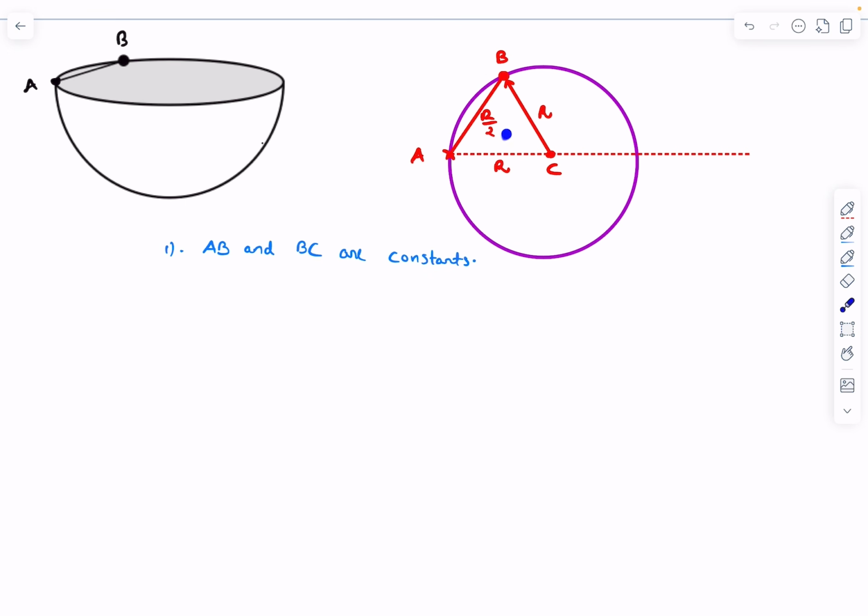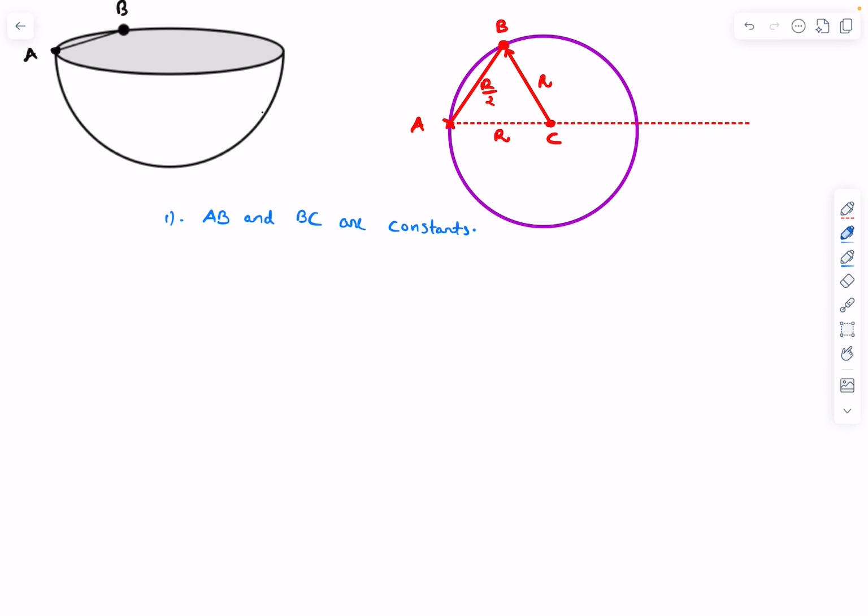From here we get a constraint that these two distances have to be constant in magnitude. Mathematically speaking, the point B will move in a trajectory such that its distance from A is r by 2 and its distance from C is equal to r. So we can use the distance formula here. Let's say the coordinates of the point B at any general time are x, y, z, and let's say the origin is point A. The distance AB using the distance formula gives x squared plus y squared plus z squared, and this would be equal to (r by 2) squared.